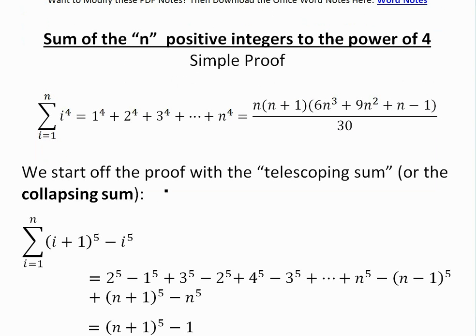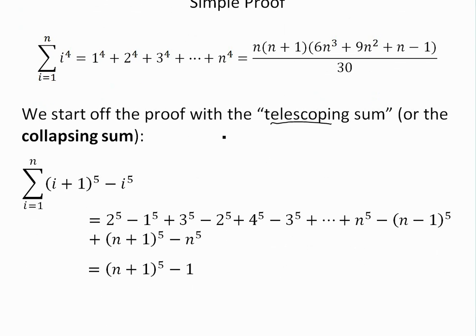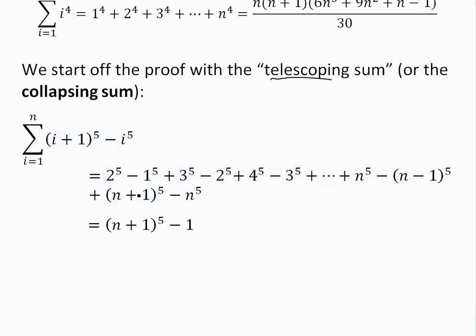Now, before I get to the proof, first I want to go over the proof for the telescoping sum. If you see my earlier proofs on i to the power of 3, i to the power of 2, and basically just positive integers, i to the power of 1, I always use the telescoping sum. It's basically going a bit higher power: i plus 1 to the power of 5 minus i to the power of 5, or telescoping, or collapsing, because you'll see this in a bit. I've written part of this right here just to save time in this video.